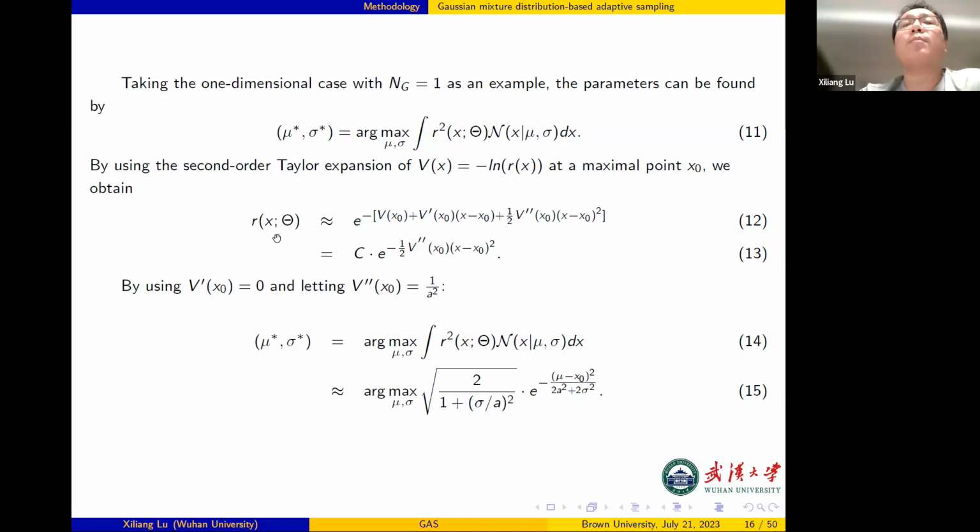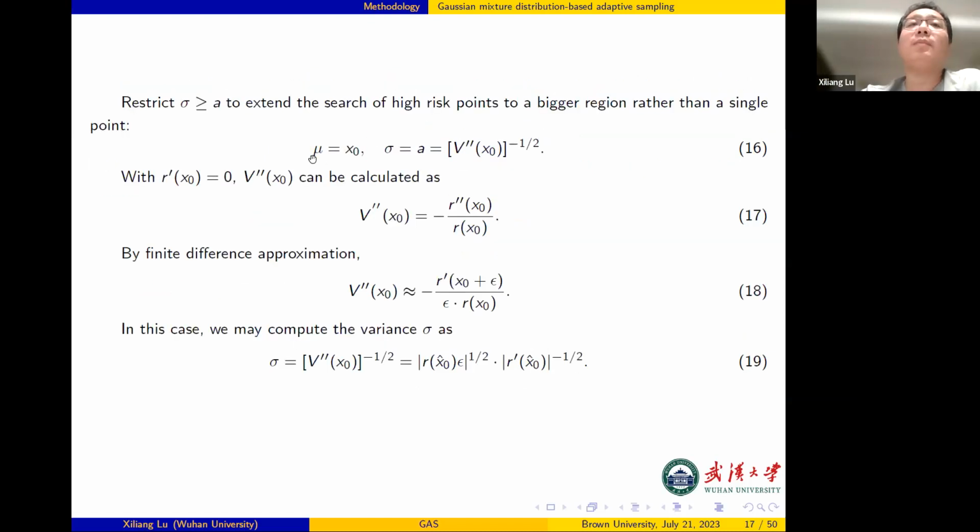Okay, then this R can be expanded just near x0, and because x0 is a maximum point, R prime and V prime are both 0. So V prime is 0, which means R can be approximated by this quantity. That means this mu star and sigma star can be approximated by these two things. Basically, mu is nothing but x0, and sigma is the V double prime.